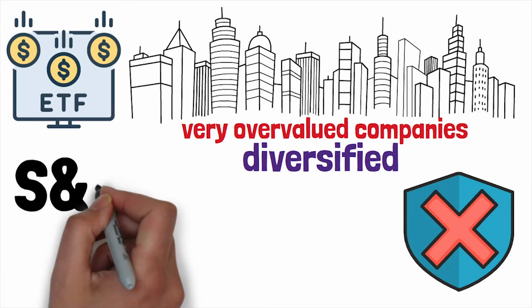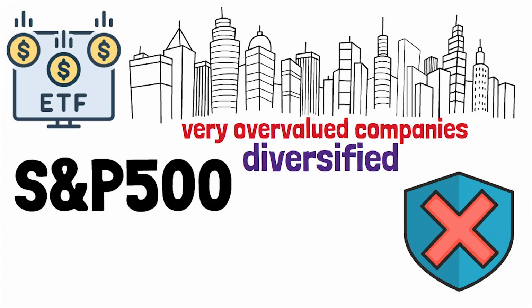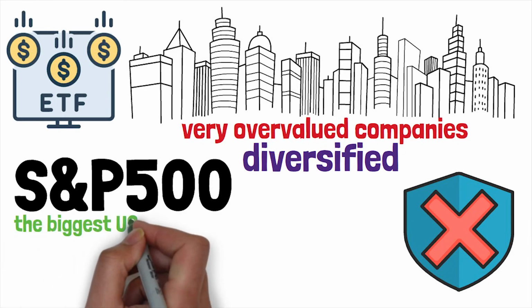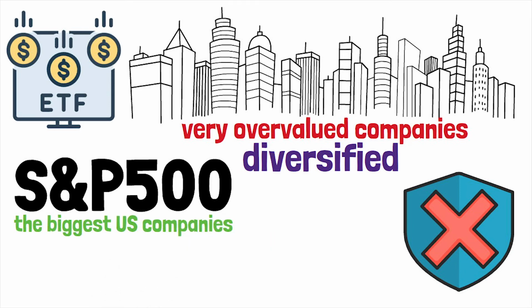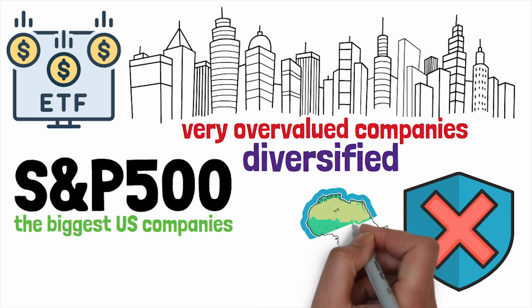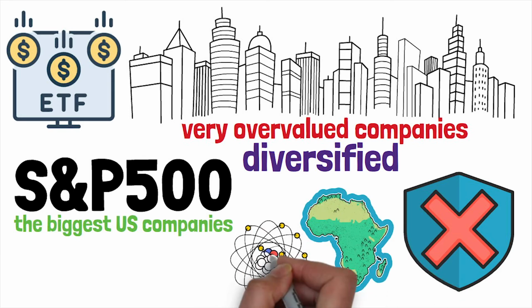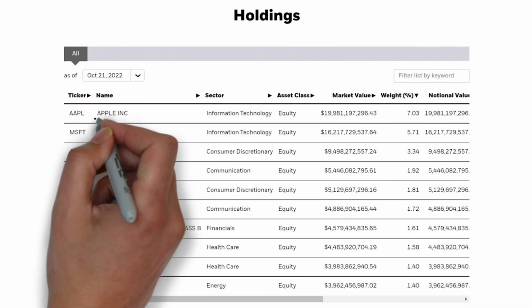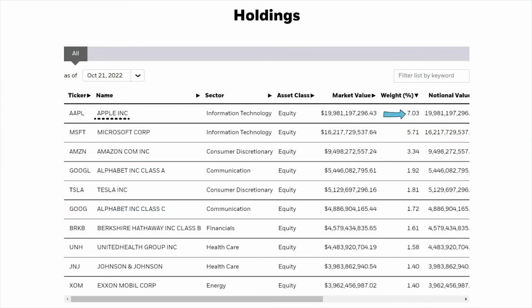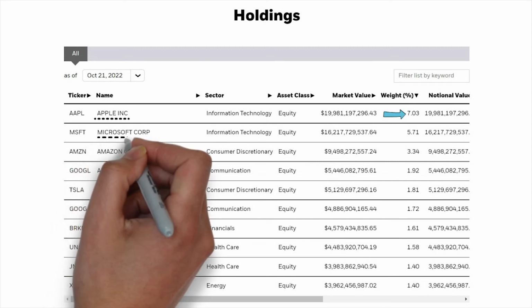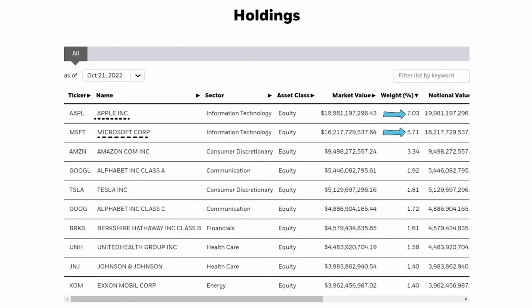In the case of the S&P 500 index, it is obvious which companies it is invested in, the biggest US companies. But this part is very important when we invest in a more niche ETF, like an African or biotechnological ETF, for example. In this case, Apple is the top holding with a 7.03% share of the total ETF. Second comes Microsoft with a 5.71% weight, and so on.